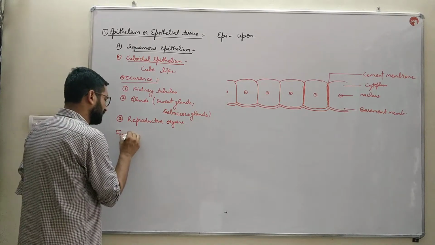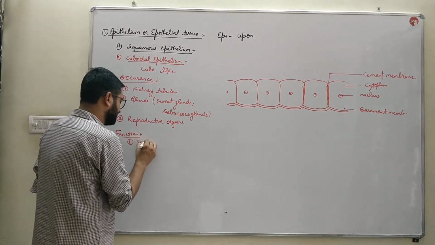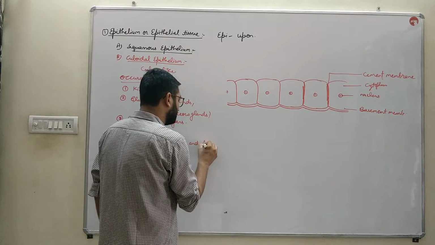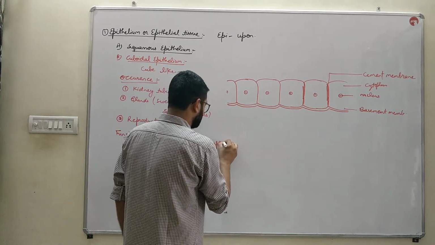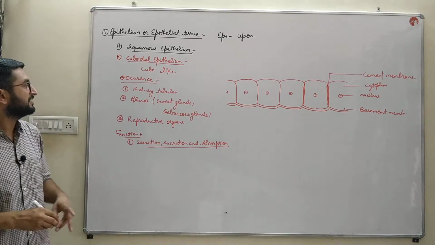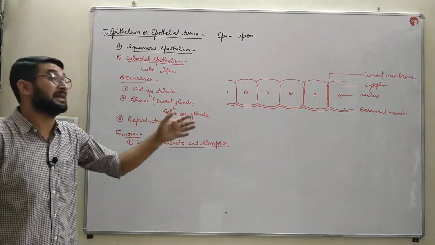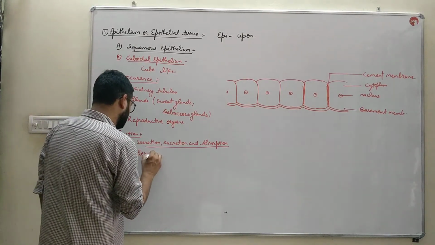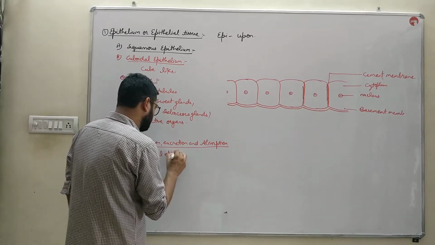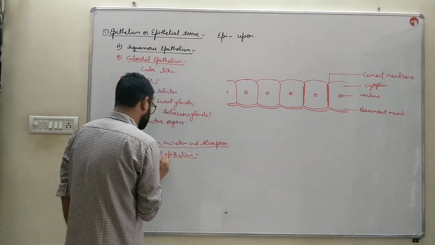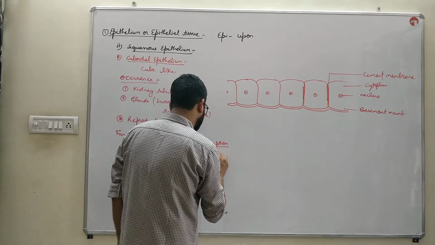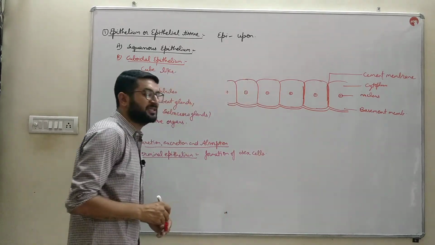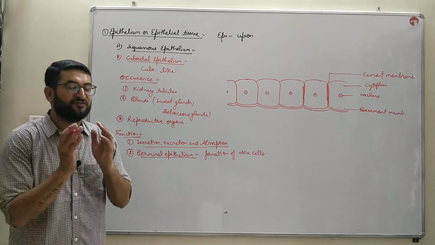What are its functions? First, secretion, excretion, and absorption. It helps in the secretion of various materials in glands, in excretion in kidney tubules, and in absorption in the intestinal tract. Next, germinal epithelium. Germinal epithelium in the sex organs leads to the formation of gametes or sex cells, that is sperm in case of males and ovum in case of females.